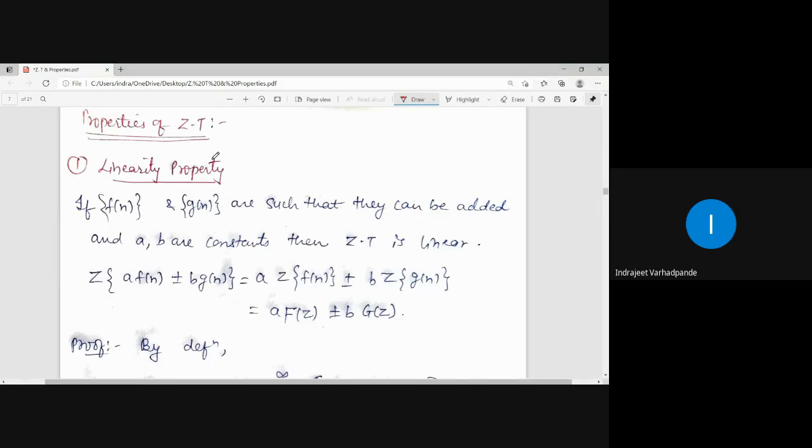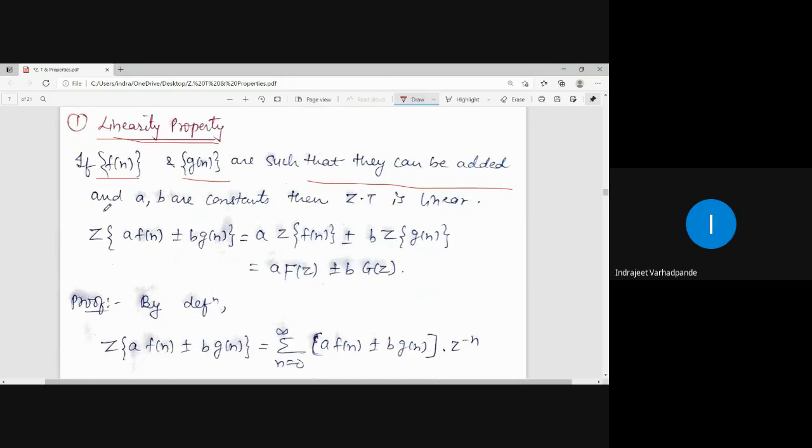And how is the sequence usually expressed? Sequence is usually expressed as f of n or f of k, and it is nothing but the ordered set of numbers which can be either real or complex. So what does the linearity property say? Linearity property says that if f of n and g of n are such that they can be added or subtracted, and a and b are constants, then Z transform is linear.